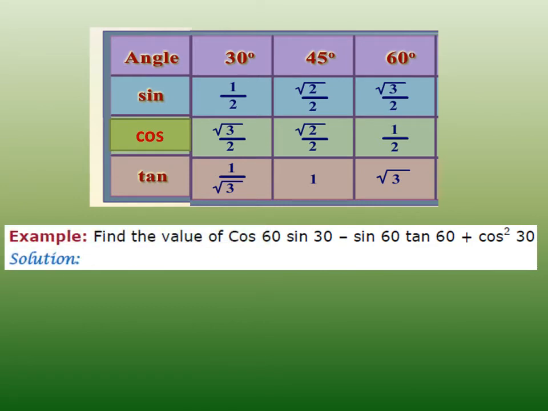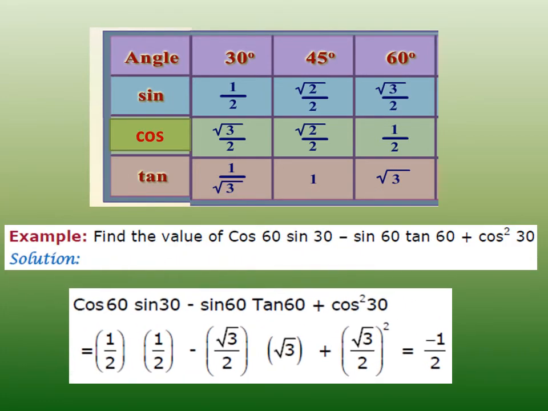Example. Find the value of cosine 60 sine 30 minus sine 60 tan 60 plus cosine squared 30. Solution. Cosine 60 sine 30 minus sine 60 tan 60 plus cosine squared 30 equals half multiplied by half minus root 3 over 2 multiplied by root 3 plus root 3 over 2 all squared equals negative half.